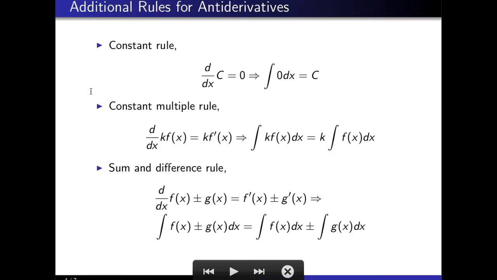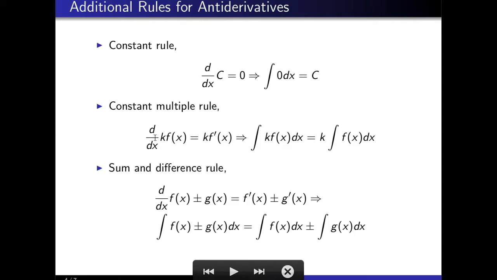Okay, and then we have a few more rules that will show up. So one is that if you take the derivative of a constant, you get 0. So if you integrate the value 0, it's just a constant. Again, this makes sense because what we're asking when trying to find this antiderivative is what function do we have to start with to give us 0? Well, just a constant.